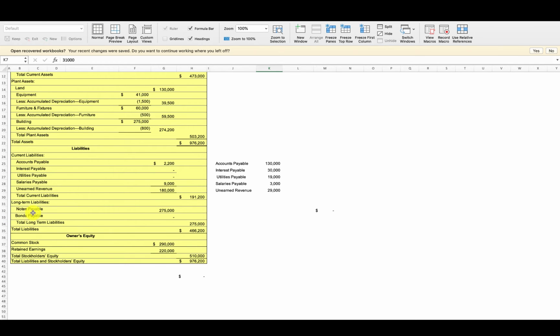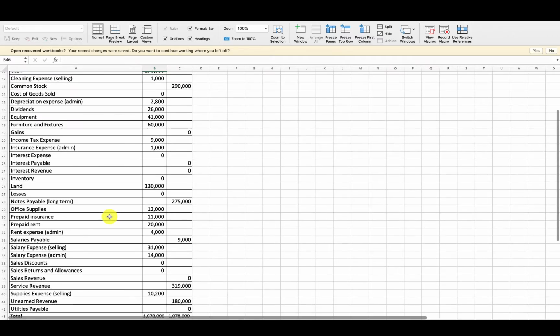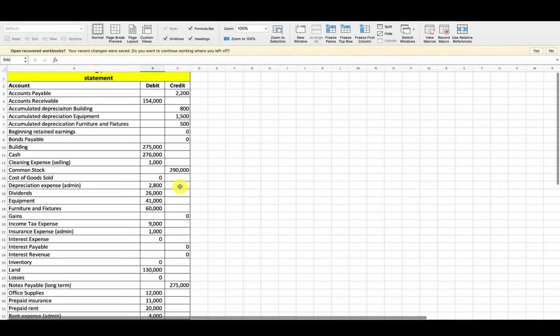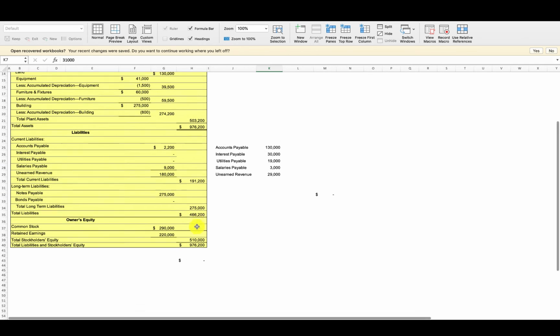I go to my trial balance and I look for notes payable and bonds payable. So here's my trial balance. Here is notes payable, 275,000 on the credit side. Bonds payable is 0. Right? It's a payable, so it's going to be on the credit side. I bring those over. 275 plus 0 gives me 275. That's my total long-term liabilities. What's my total liabilities? It's the total current liabilities of 191,200 plus my total long-term liabilities of 275,000. I add those together. I get 466,200.